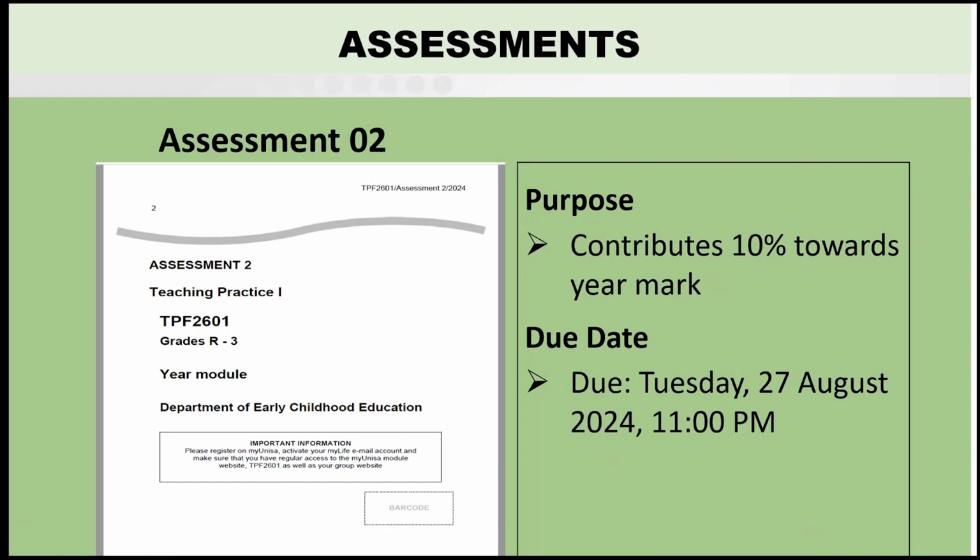So now, assessment 2, you will submit when you have completed your teaching practice at school. The due date for this assessment is in August. And 27 August is the due date for all your assessments, together with portfolio 50 and 51. In assessment 2, you must submit the forms that are indicated in these tutorial letters. I will explain about assessment 2 in our next video.